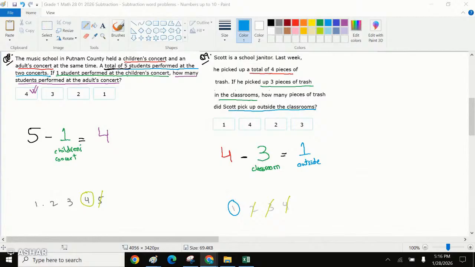So the total number of pieces of trash were 4. 3 was within the classroom and 1 was from outside. So the answer would be 1. Moving ahead to the next.